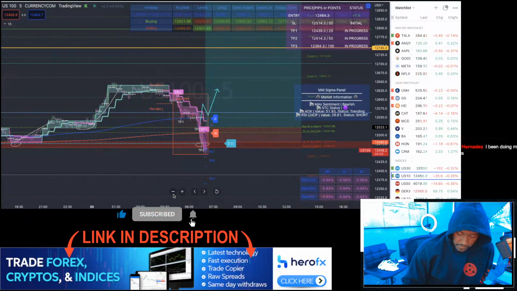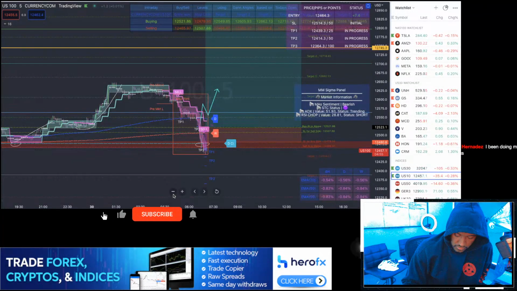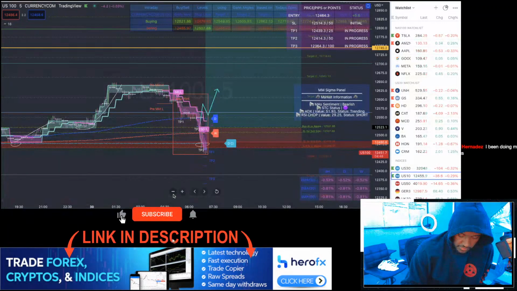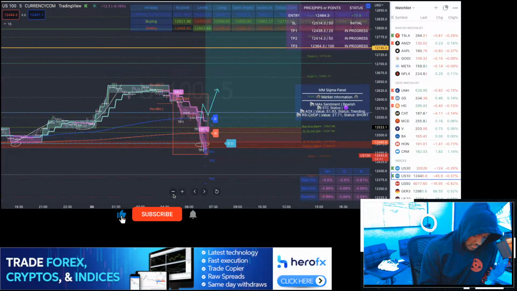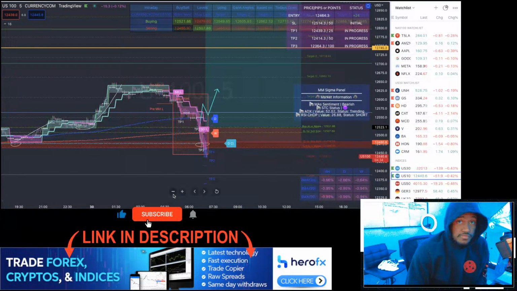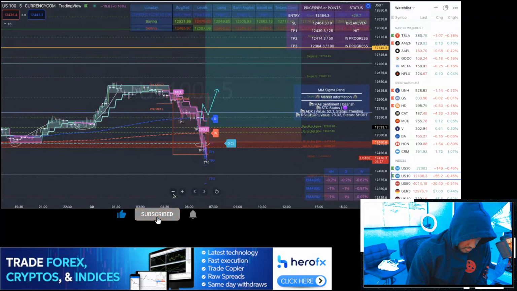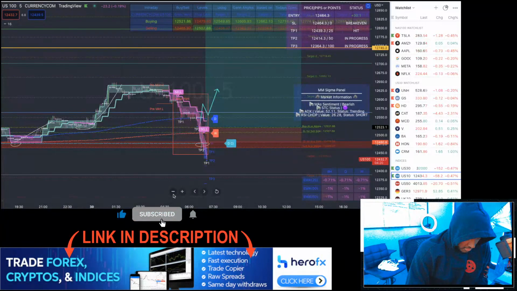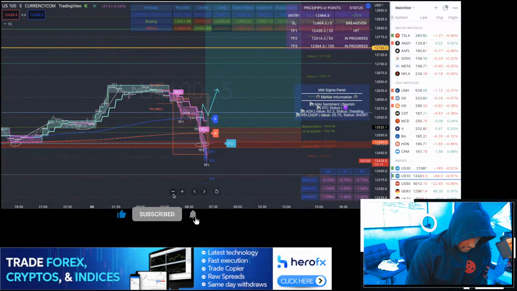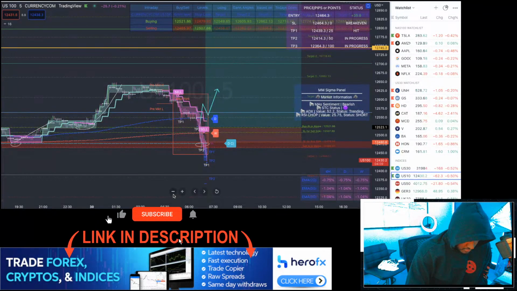Yeah, I'm waiting on the reverse. Because I'm just not convinced that this pullback is done. But it seems to just want to drop, man. This is absolutely crazy to me, because even on the 15-minute time frame, it's dropping.